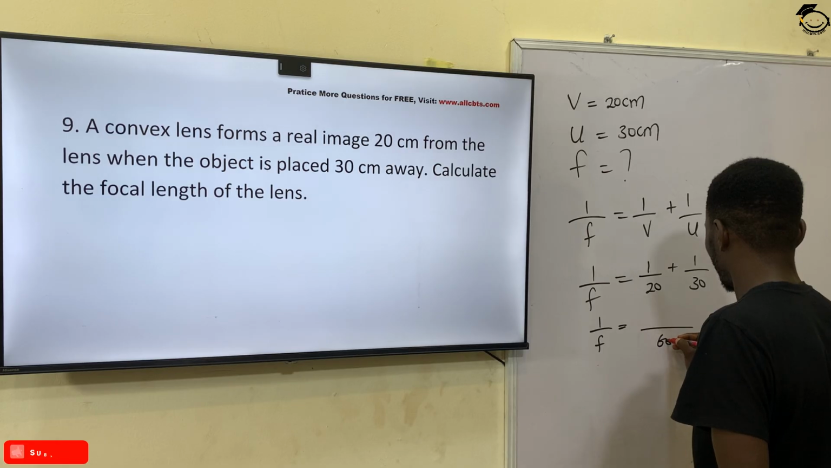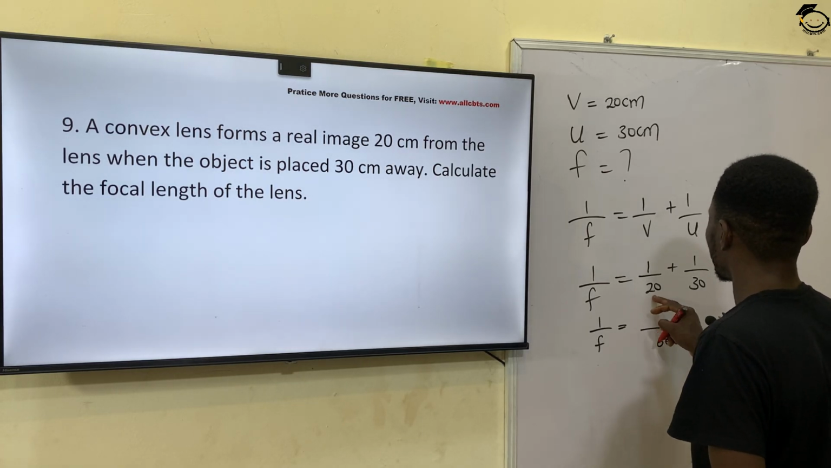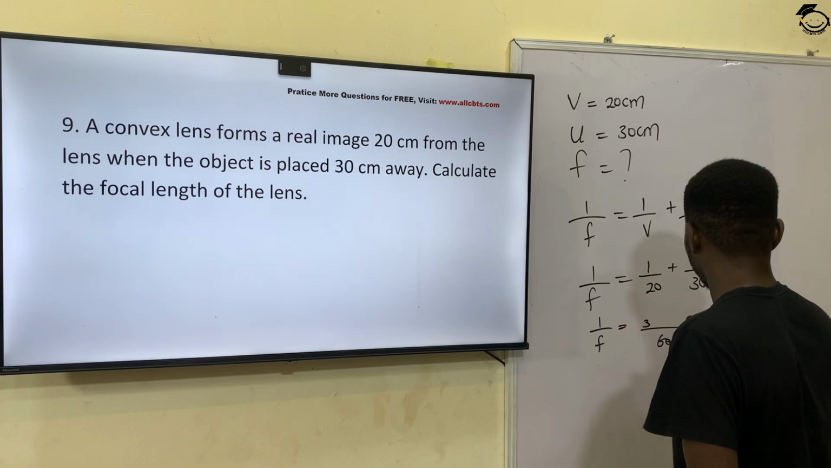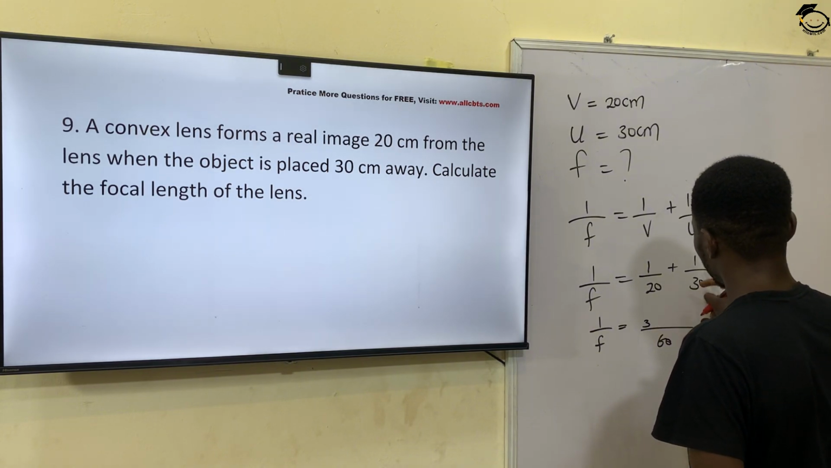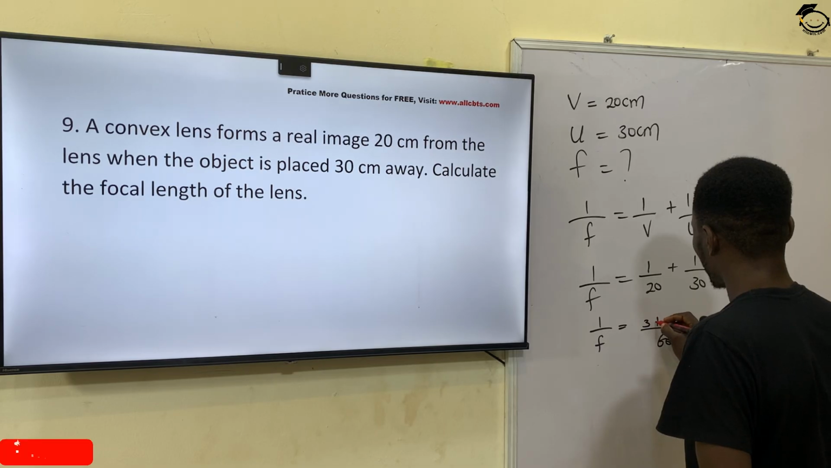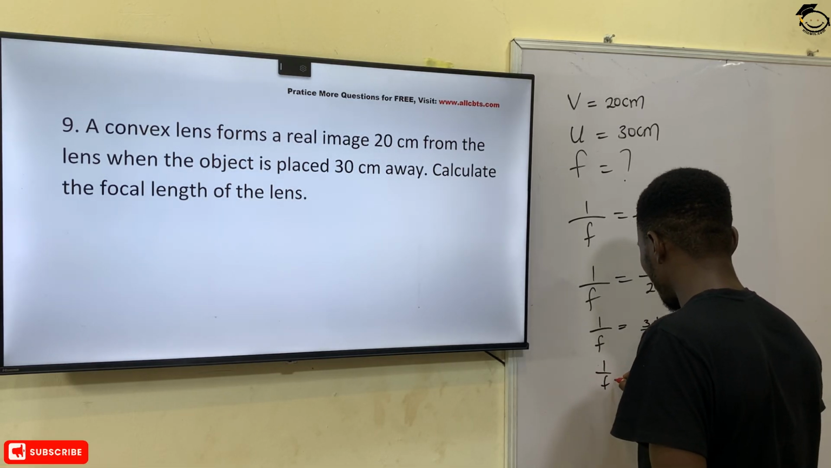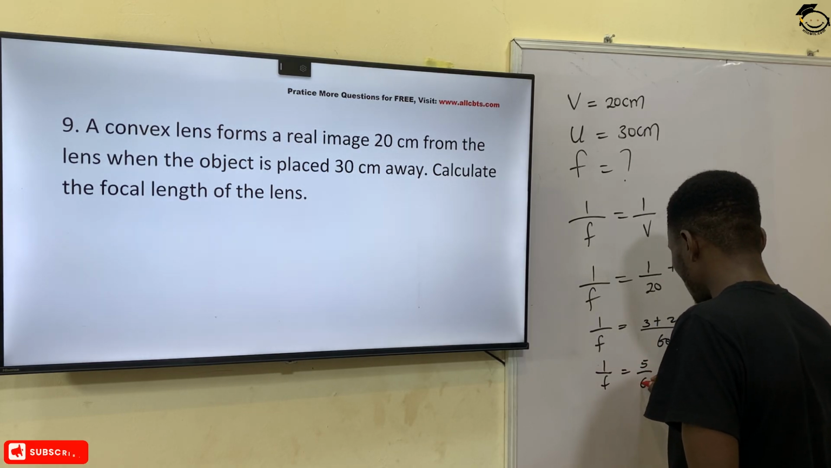So looking at this, 60 divided by 20 will give me 3, times 1, so I will have 3. Then 60 divided by 30 will give me 2, times 1, so I will have plus 2. So I will have 1 over focal length equal to 5 over 60.